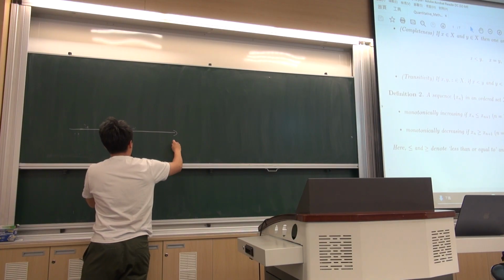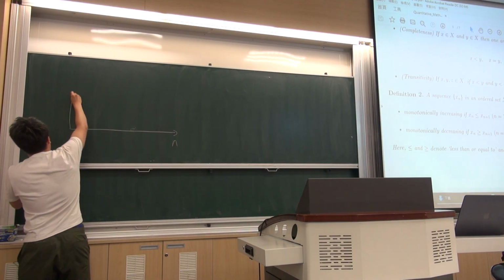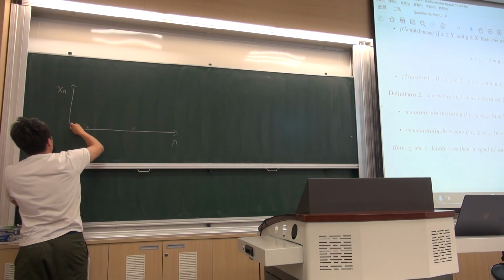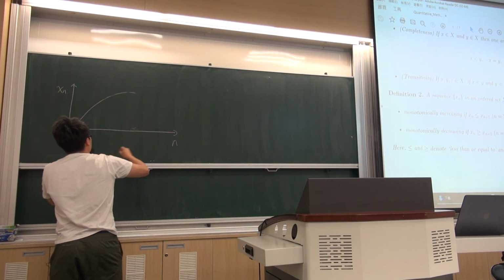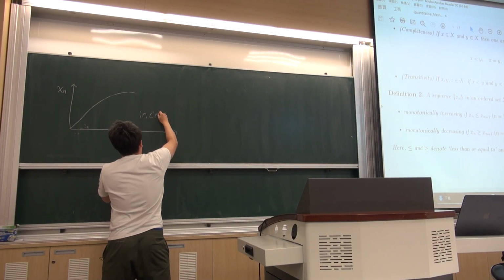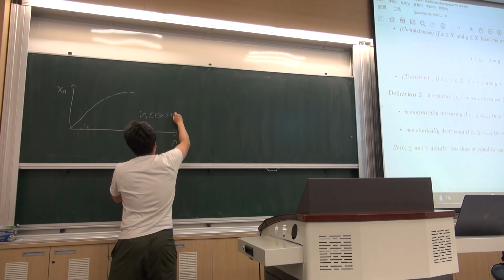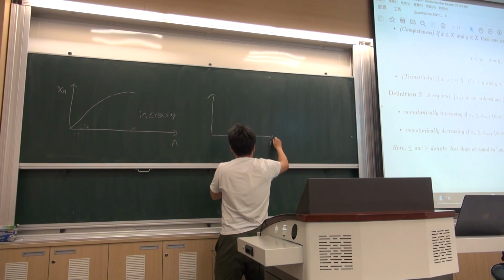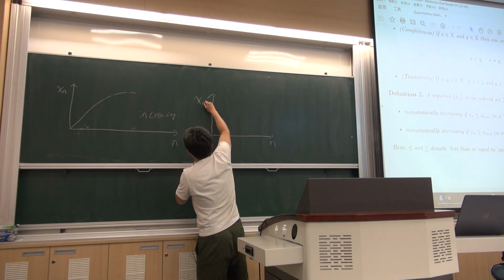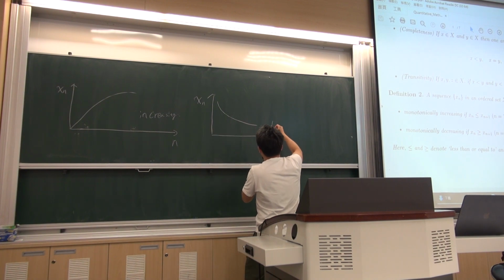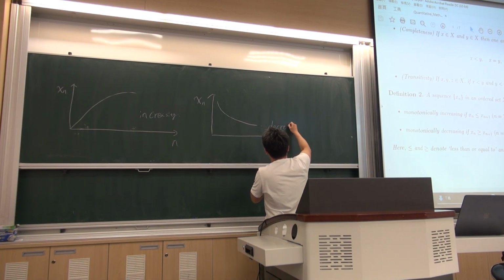let's say that this is the index numbers and this is the value, so it looks like this one. This is monotonically increasing. And similarly, you can have a monotonically decreasing sequence.